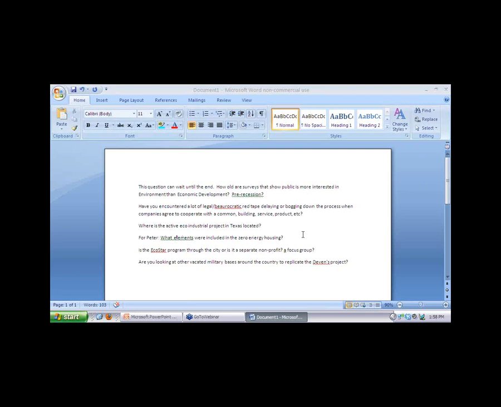There are other vacant military bases around the country that have looked at doing similar types of redevelopment based on sustainability. There's actually a national model, which is the Presidio. We think they've done a fabulous job. They don't incorporate eco-industrial development, but it's pretty exciting.